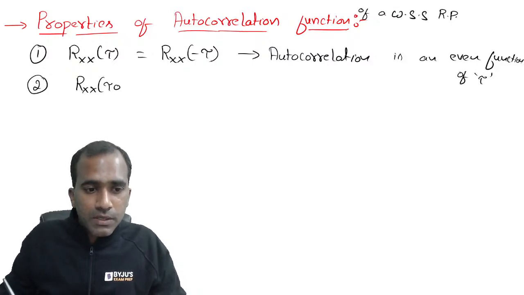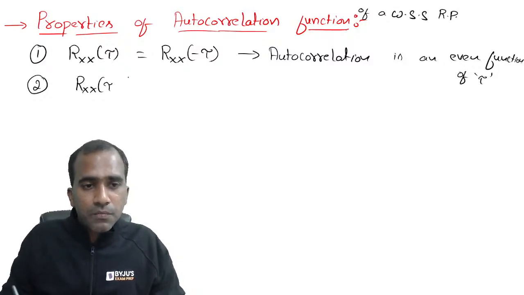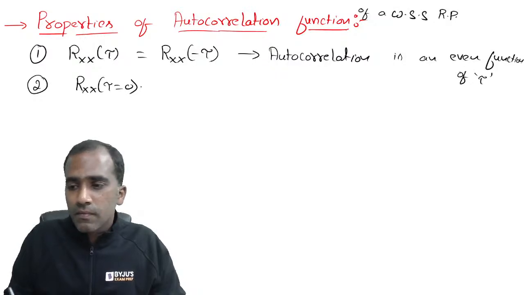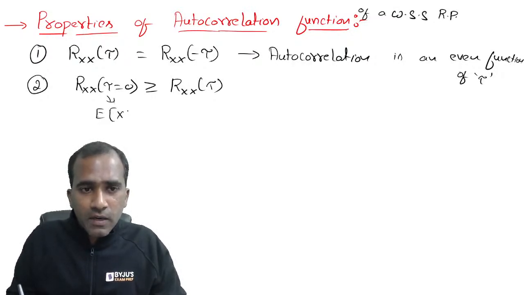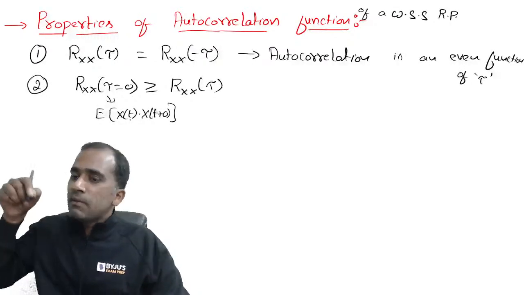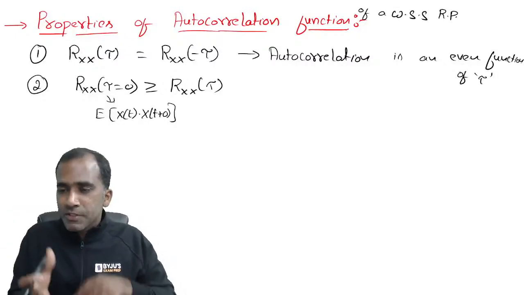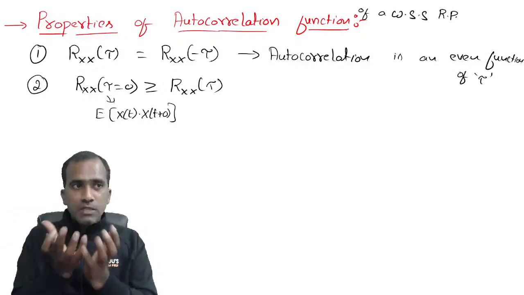Second property is Rxx of tau is maximum at tau equal to zero, which means autocorrelation at tau equal to zero, time difference zero, is always greater than or equal to any other time difference. What this means is, the expectation of x of t into x of t plus tau, where t plus tau is t here, which means you are trying to find the correlation between random variable at t seconds and random variable at t seconds only.